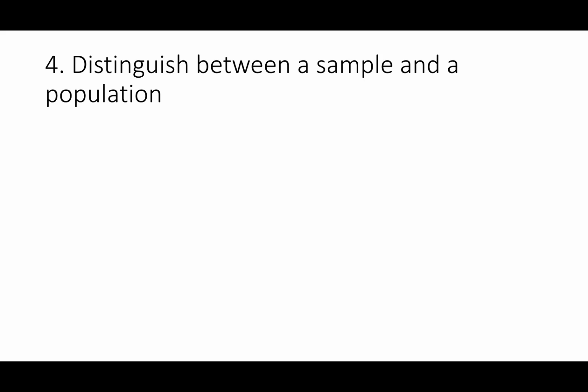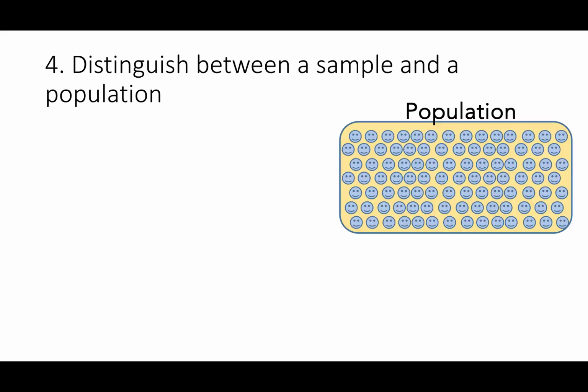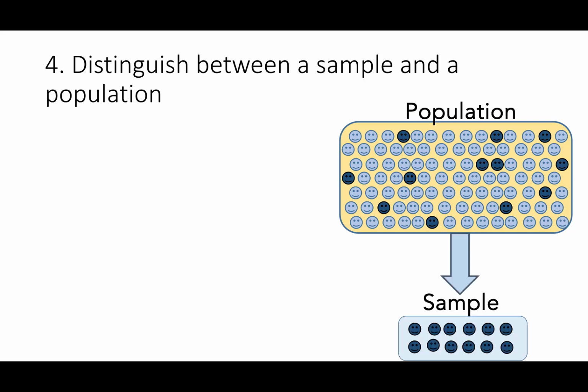The fourth learning objective is to distinguish between a sample and a population. We often have questions concerning large populations. The population includes every case that we're interested in making a conclusion about. Gathering information from the entire population is not always possible due to barriers such as time, accessibility, and cost. Instead of gathering information from the whole population, we often gather information from a smaller subset of the population, known as the sample.